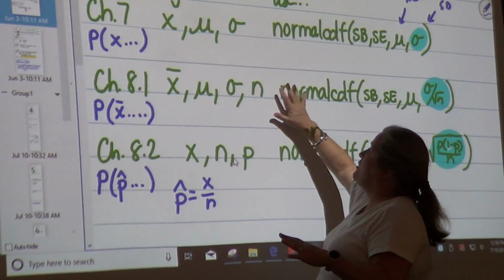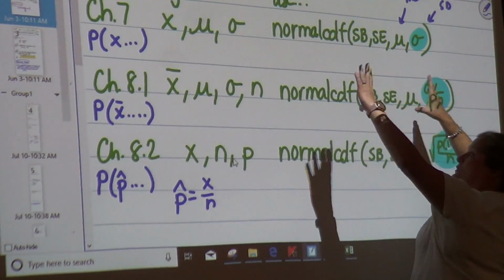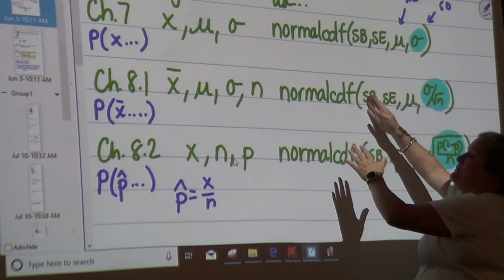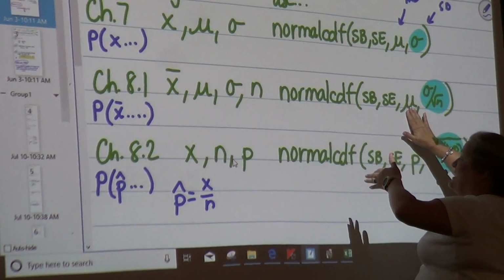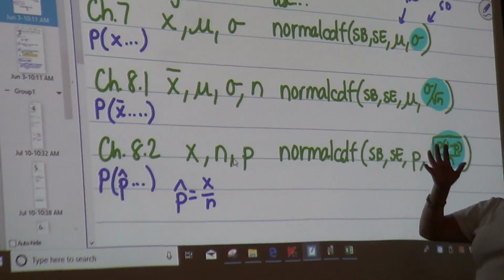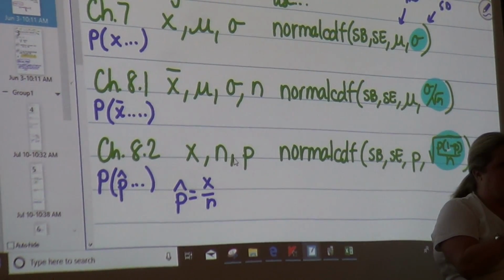So I'm going to start with 8.1, and you're still going to be doing the normal distribution, you're still going to be doing where does it shade start and where does it shade end and what is your mean. The only difference is your standard deviation is going to be different.